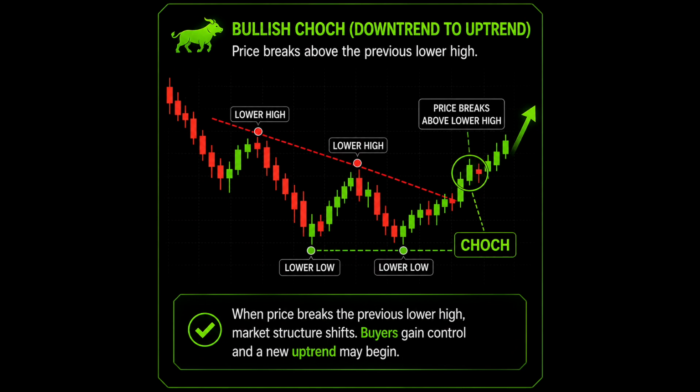A bullish CHOCH tells us that sellers may be losing control and buyers are beginning to step into the market. It doesn't guarantee an uptrend, but it provides an early warning that a reversal could be forming.